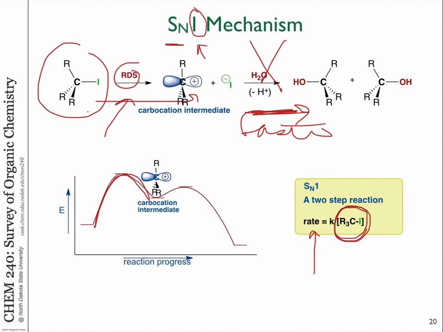So this is what we refer to as an SN1 mechanism. Now don't get confused. This happens to be a two-step reaction, and that can sometimes be confusing because you can get this backwards. A two-step reaction is the SN1 mechanism. The one-step reaction, which involves nucleophile and substrate in the same step, is the SN2 mechanism. Because the one and two are referring to how many things are involved in the slowest step. Okay?